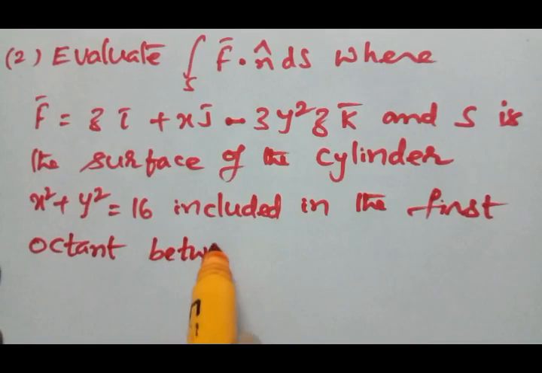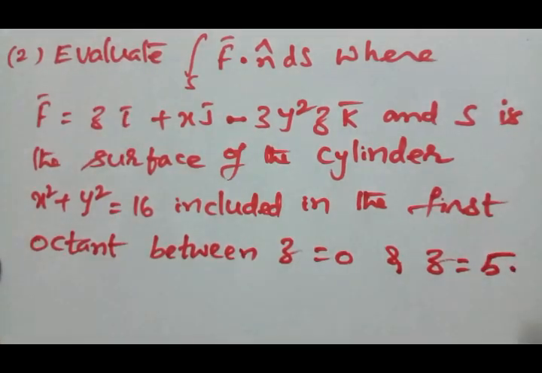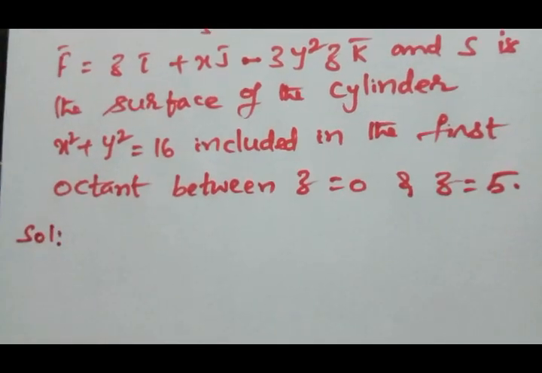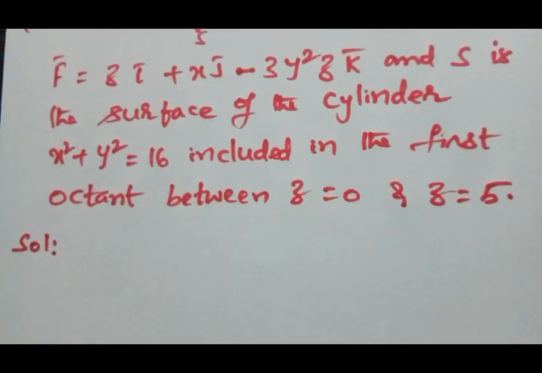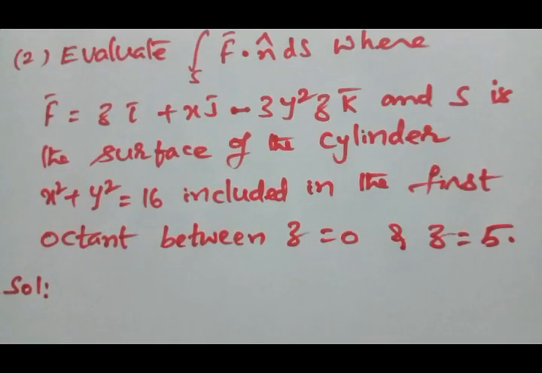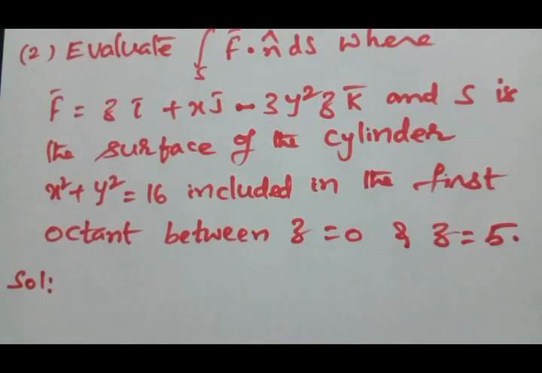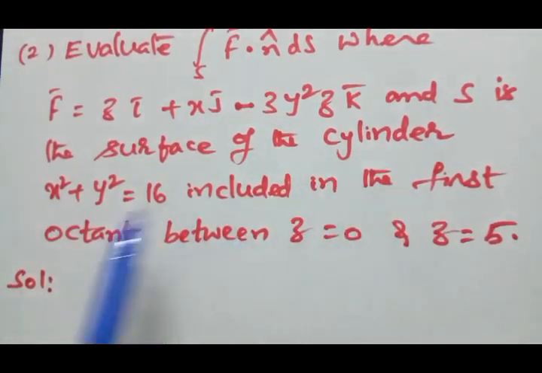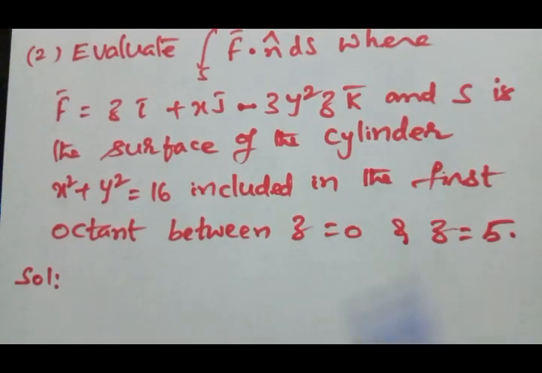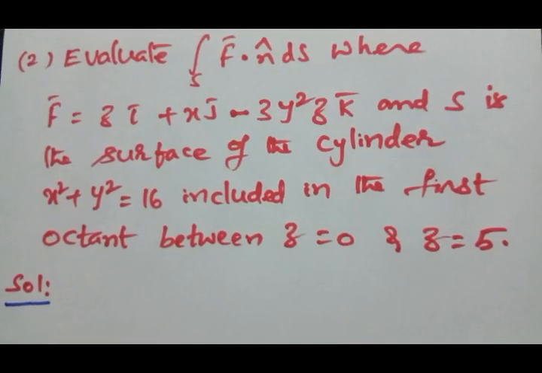between z equal to 0 and z equal to 5. Here F bar is a vector point function given as z i bar plus x j bar minus 3y squared z k bar, and S is the surface of the cylinder which is included between z equal to 0 and z equal to 5 in the first octant. First octant I already explained in the previous problem.